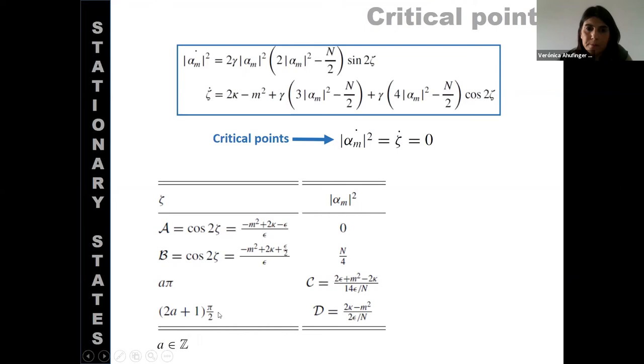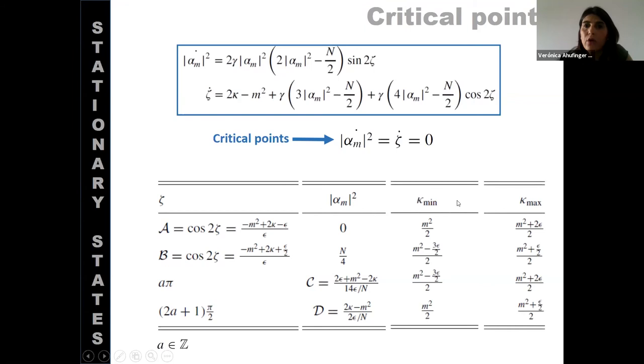We also can obtain the region of tunnelings for which each solution occurs. And by calculating the eigenvalues of the Jacobian at the critical points, we can get that two of them are saddle points and the other two are centers. The existence criteria of these critical points, as we will see in the following slides, will determine the behavior of the system.